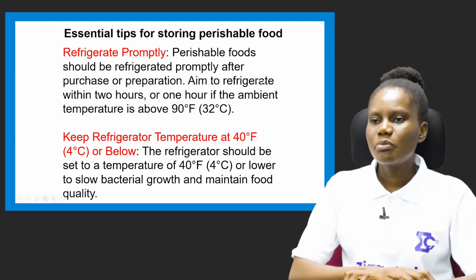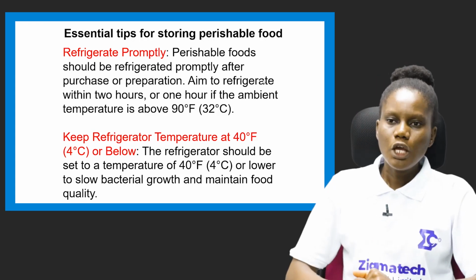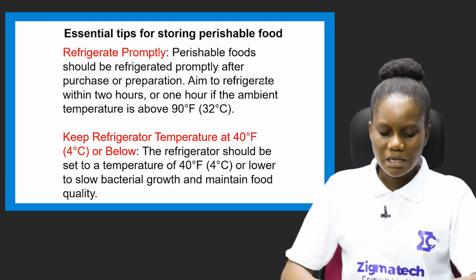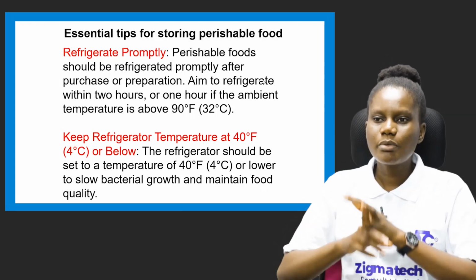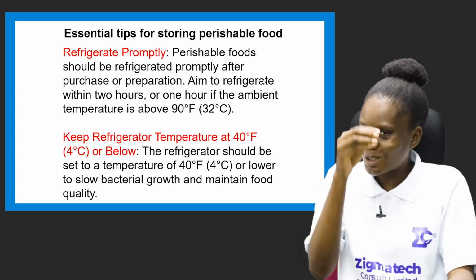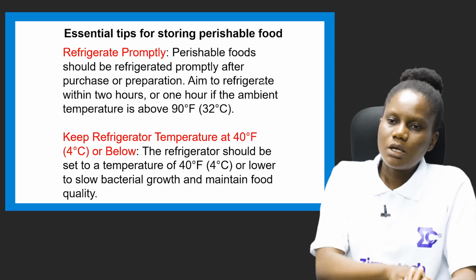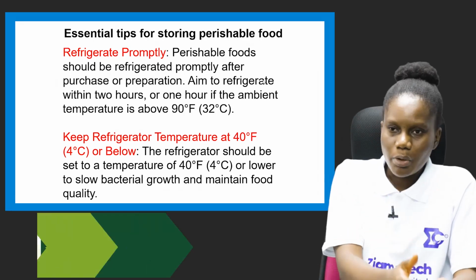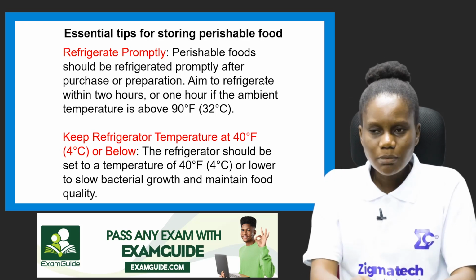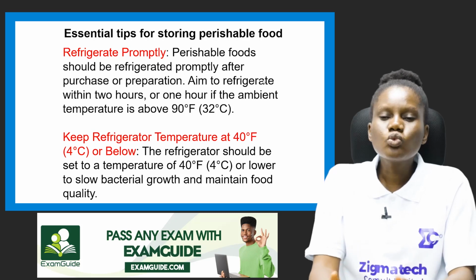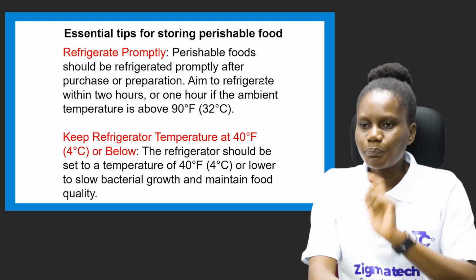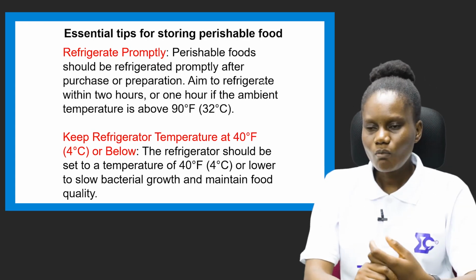So, essential tips for storing perishable food. What are the tips you need? Refrigerate promptly. Since you know that these are perishable foods, refrigerate them promptly. Perishable foods should be refrigerated promptly after purchase or preparation. Once you purchase them and you get to your house, or once we are finished preparing them, just keep them in the fridge. Don't keep them on the shelf or leave them in a pot, just keep them in the fridge. Aim to refrigerate within 2 hours at the most, or 1 hour if the ambient temperature is above 90 degrees Fahrenheit or 32 degrees centigrade.